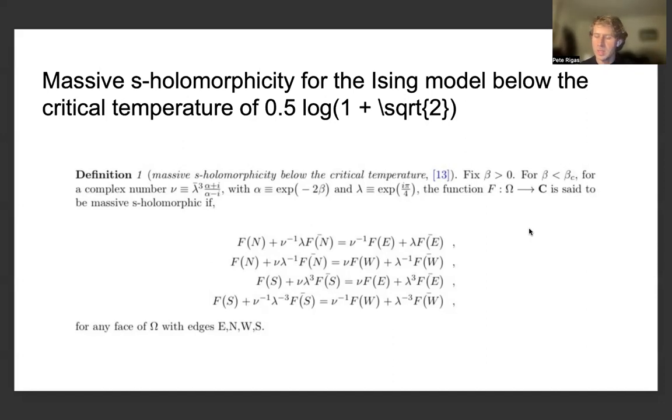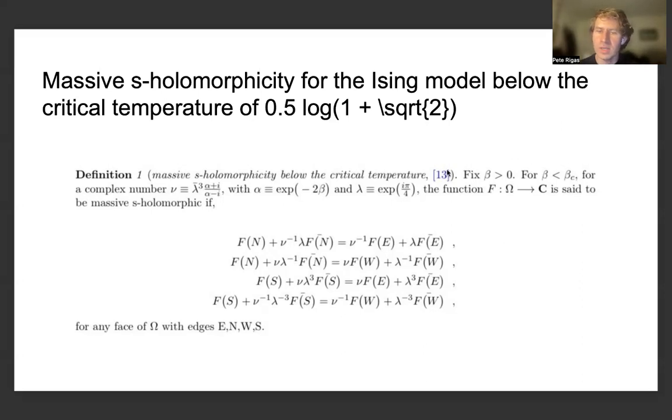So we'll first begin with the massive S holomorphicity for the Ising model below the critical temperature. We have notions of massive and massless S holomorphicity, because below the critical temperature we have a massive term which approaches 1 and degenerates to 1 as we approach the critical temperature of the Ising model, which is a half log of 1 plus square root of 2. So now we'll provide some discussion for the massive S holomorphicity below the critical temperature, and juxtapose this to the massless S holomorphicity of the Ising model at the critical temperature, from the difference of this one parameter going to 1 that I just mentioned.